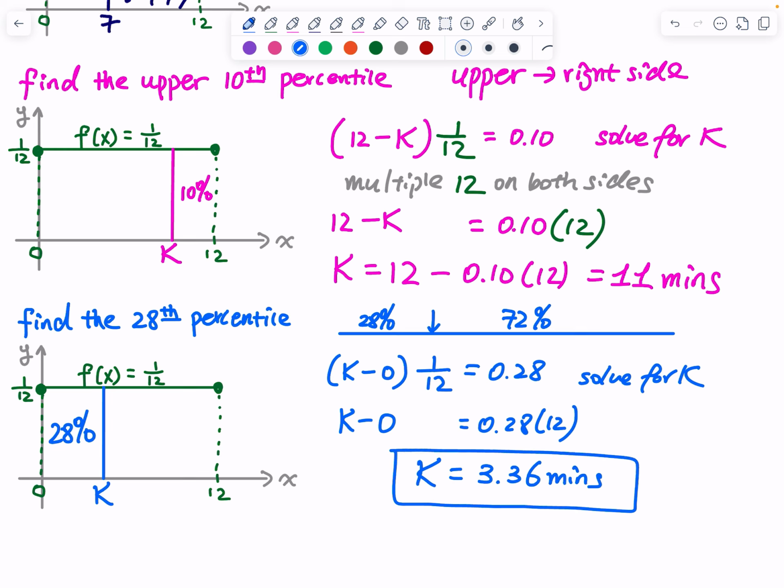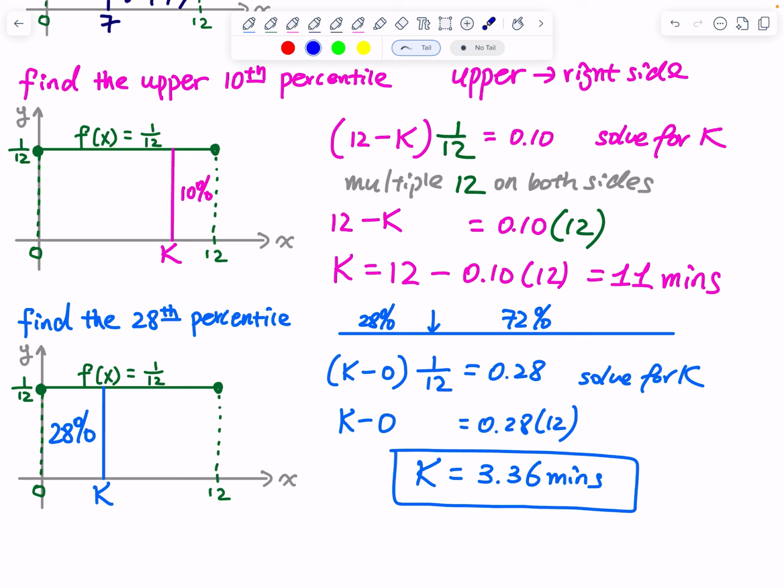So the shortest 28%, so this is a time interval. So let's say you wait from 0 and then you stop at 3.36 minutes, the probability that you will see a bus arriving is 28%. Usually in the problem, they will either ask for the top 10% or top 5% or the bottom 15%. Usually they will ask the top and the bottom.